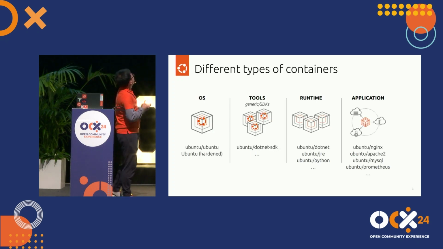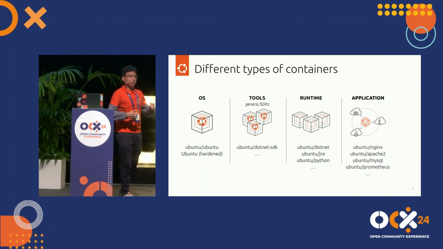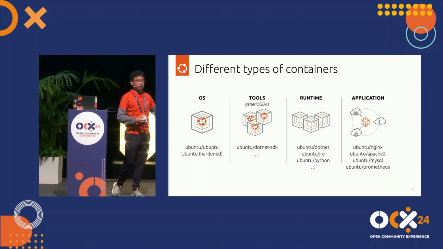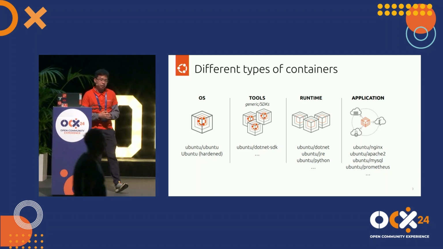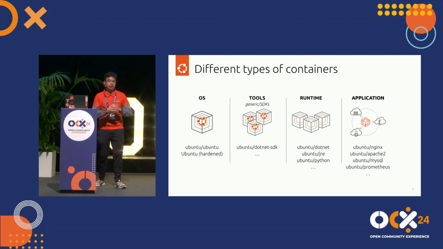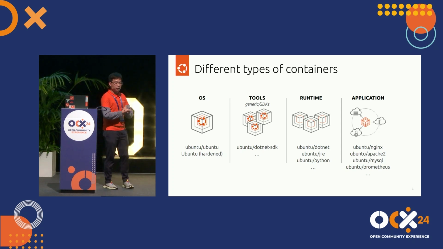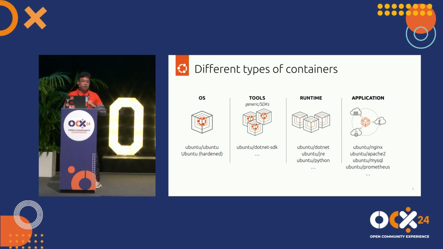In our world, we majorly have 4 types of different containers. The first is the base images, like operating systems, for example, Ubuntu or the hardened Ubuntu. The second type is the tools, for example SDKs, like the .NET SDK that we are shipping. The third type is runtime images, like the .NET runtime, the Java runtime environment, and also Python. And lastly, the applications like Nginx, Apache 2, MySQL, and Prometheus.